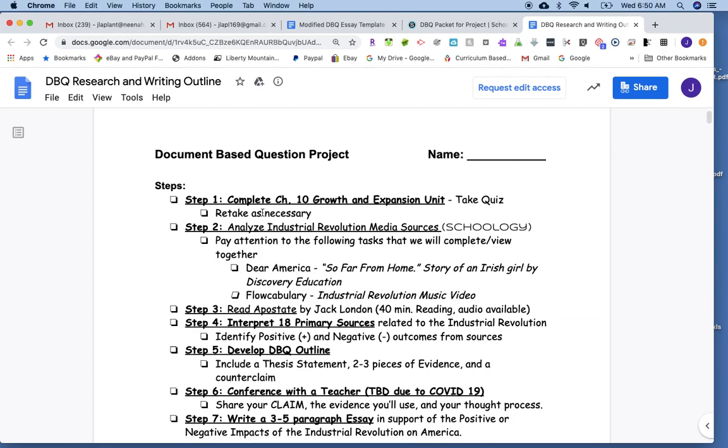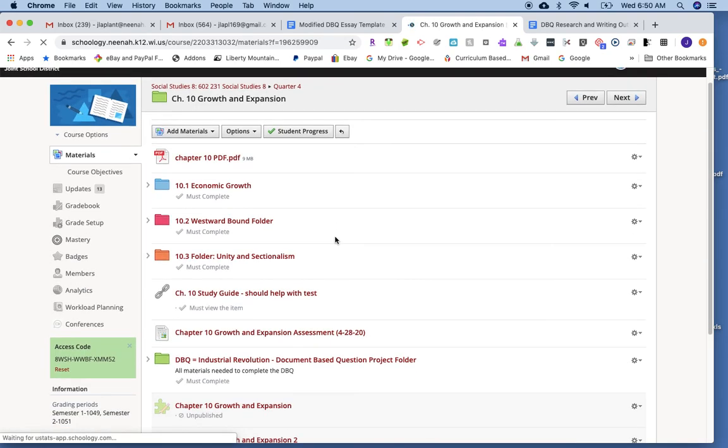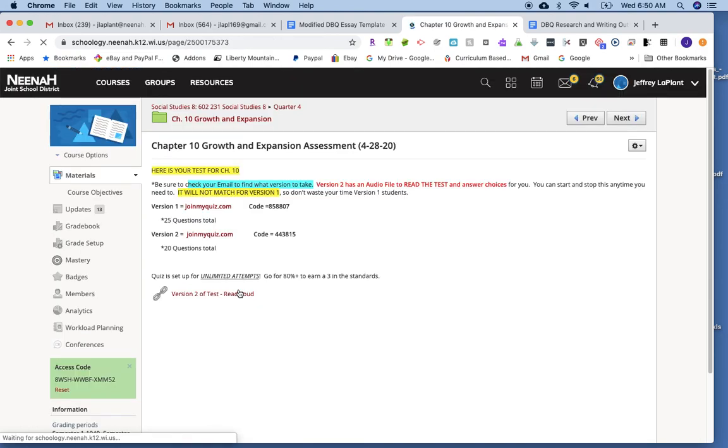So the first step, if you haven't already, you need to complete Chapter 10 Growth and Expansion Unit. You need to take the quiz. It's either a quizzes. So if we go back, this is that assessment, Chapter 10 Growth and Expansion Assessment. If you haven't taken this from April, please do. So be sure to check the email to find out what version. Version 2 has an audio file to read the test and answer the choices for you.